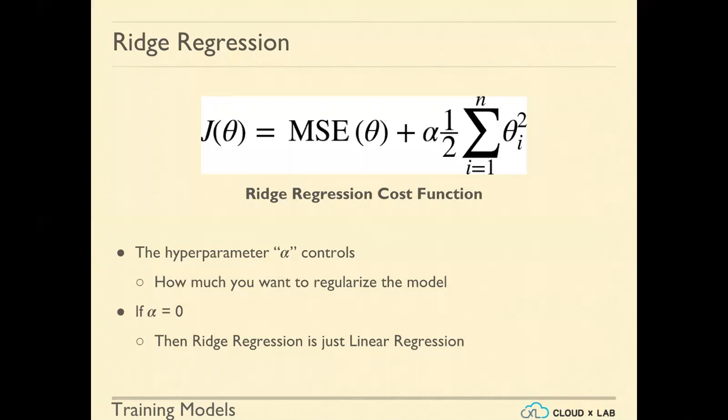A question from Kamal is, regularizing to not use too many variables or too high a degree of polynomials makes sense, but why force the weights to be small? Good question. Let me try to answer this.